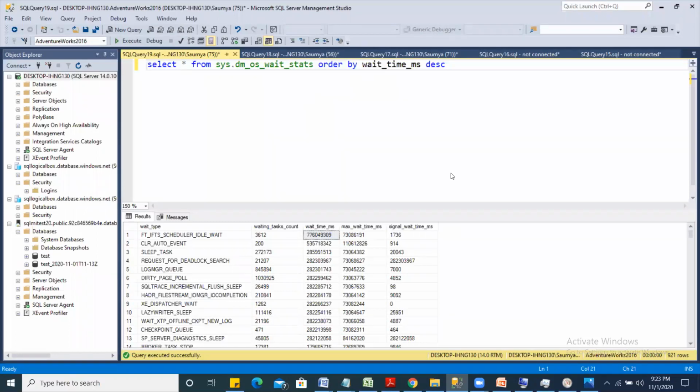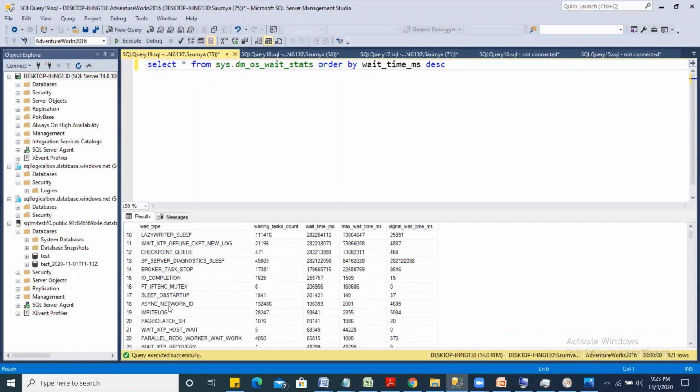Just a minute. So let us find those waits here. It is hard to find. Well, let us try to find, otherwise I will write a query for that.